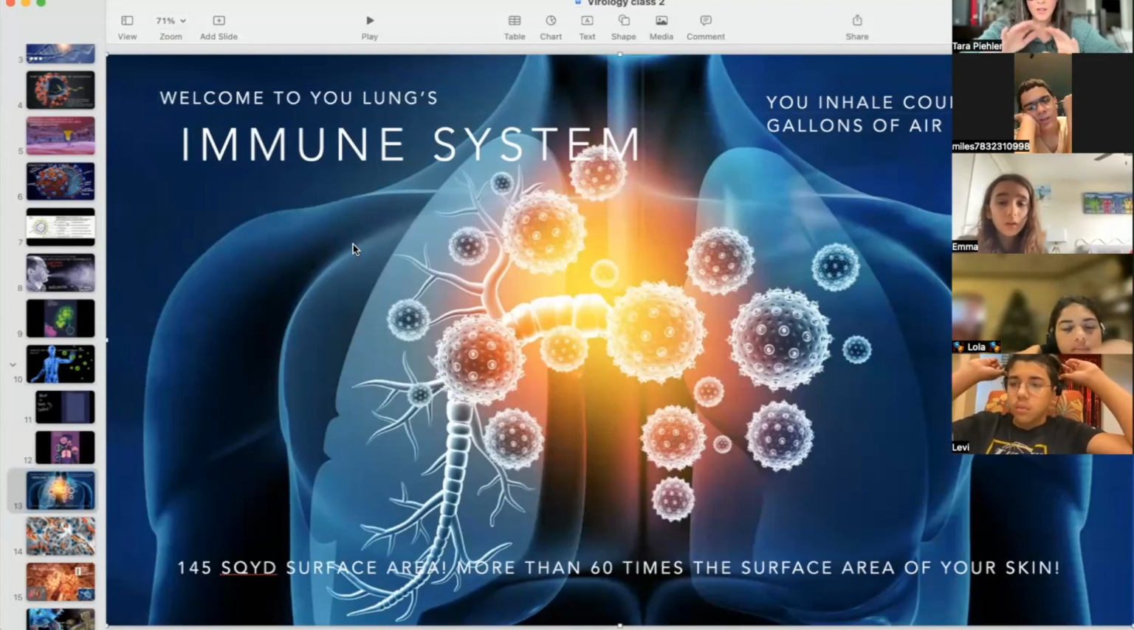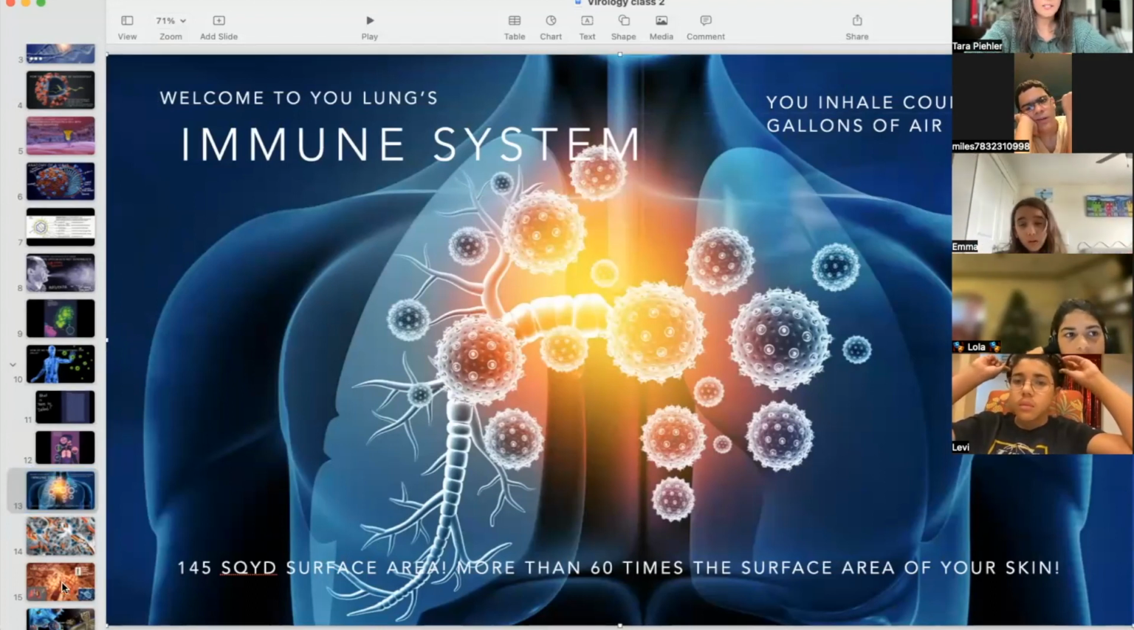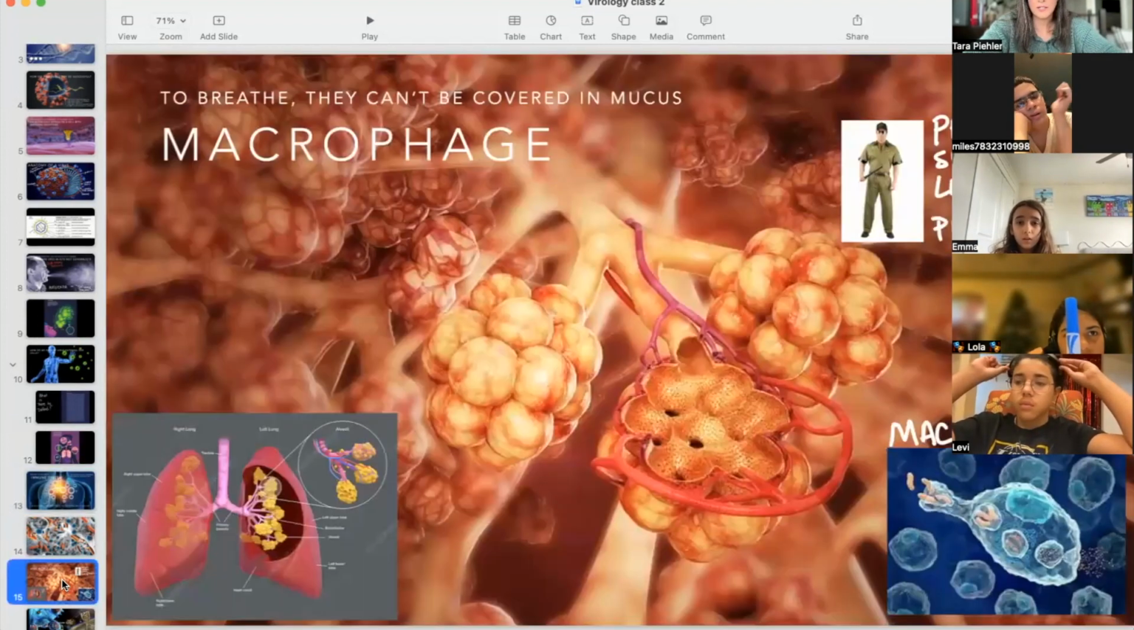All right. So we have a lot of surface area. We can't line everything with mucus. Why is that? What's in our lungs that we can't line with mucus?